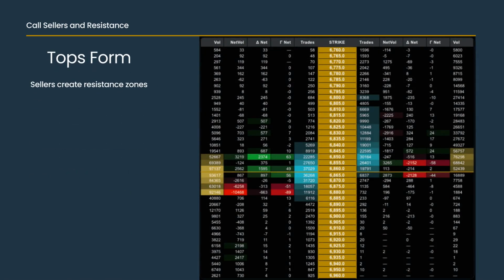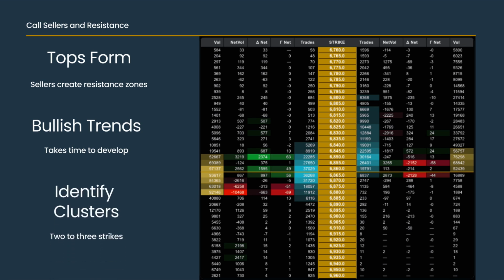Tops form when call sellers establish positions at specific strikes, creating zones of resistance that ultimately stifle further upside movement. In stronger bullish trends, this process can take time to develop and often doesn't appear until later in the session as call sellers gradually absorb flow. On more moderate trend days, these zones may form earlier, effectively capping additional upside momentum. To identify them, look for clusters of 2 to 3 strikes where call sellers are concentrated. These represent coordinated areas of resistance.